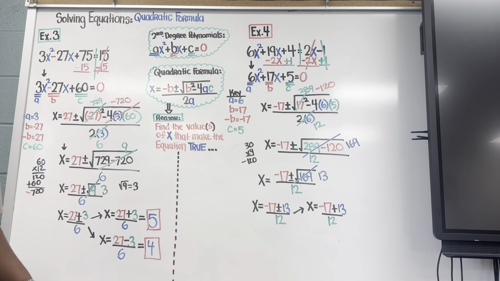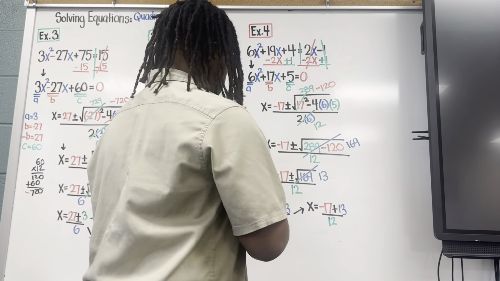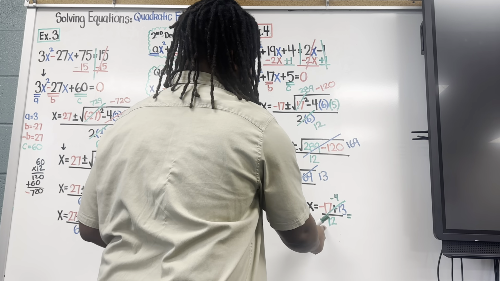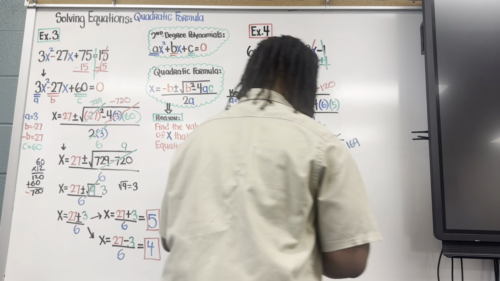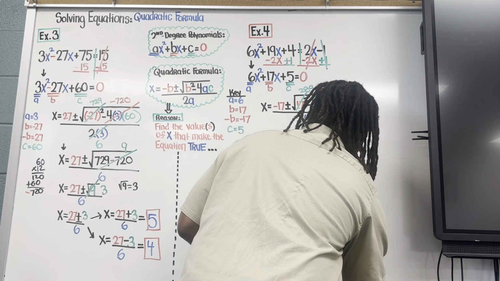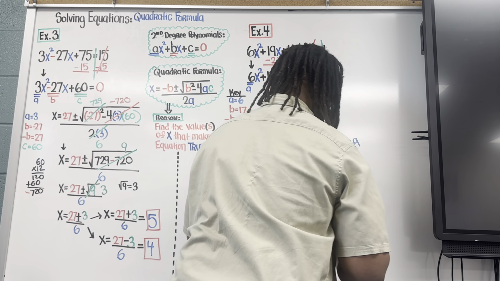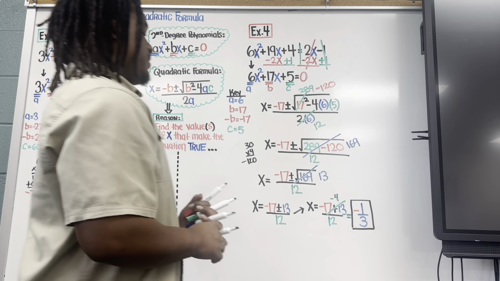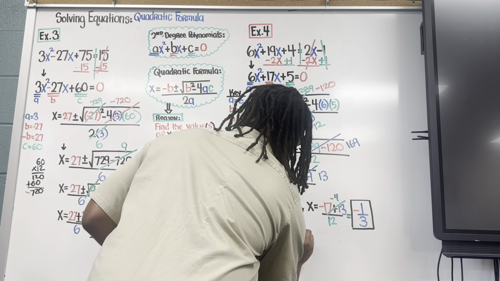So negative 17 plus 13 is a negative 4, so all of this at the top will be a negative 4. And negative 4 over 12, if we simplify that by dividing by 4, will be negative 1 over 3. Let me put the negative sign in red so you know it's negative. So negative 1/3 would be the value of the first x. I just want to check one more time, and yes. All right, now let's do the second one.